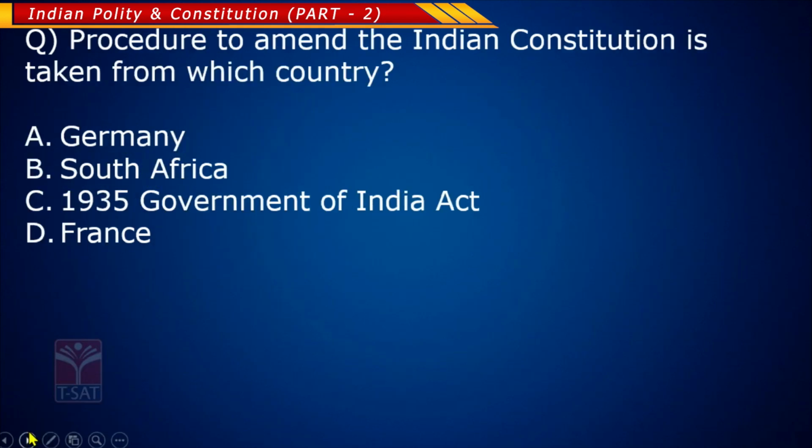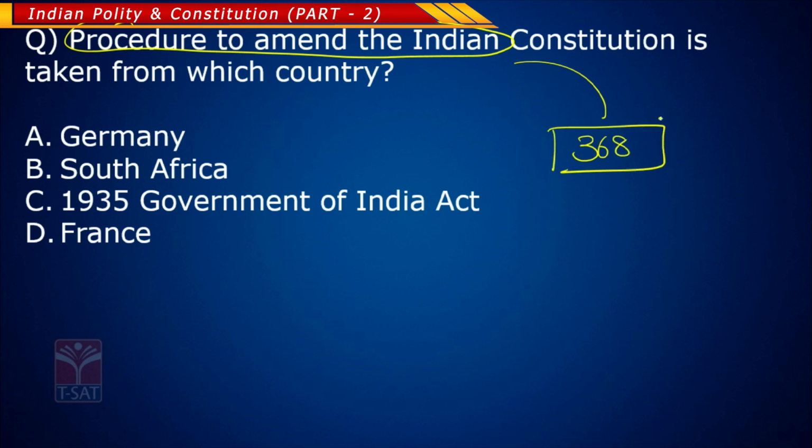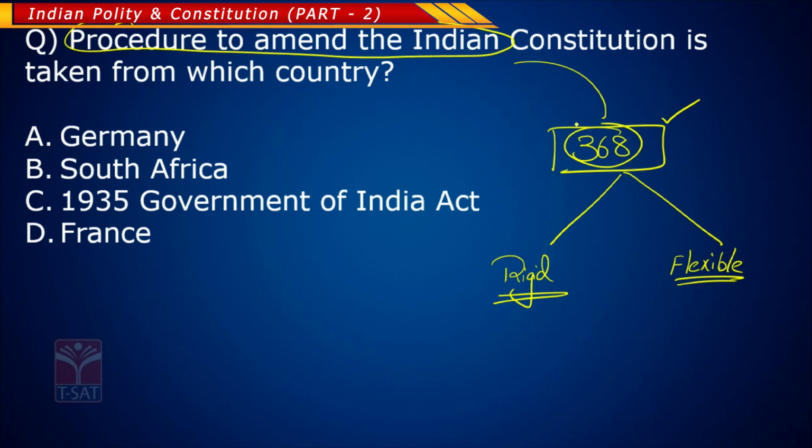This is a direct question I am asking. The procedure to amend the Constitution of India is taken from which country? The procedure to amend the Constitution of India is discussed in Article 368. There are 2 types of amending the Constitution of India. One is a rigid way. The second one is a flexible way. And the procedure to amend the Constitution discussed in Article 368 is taken from South Africa.